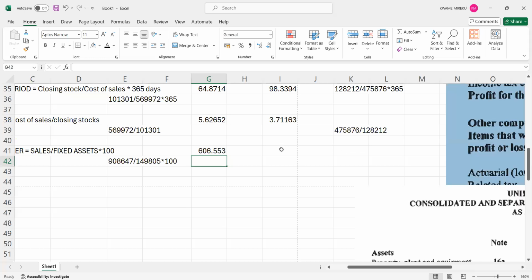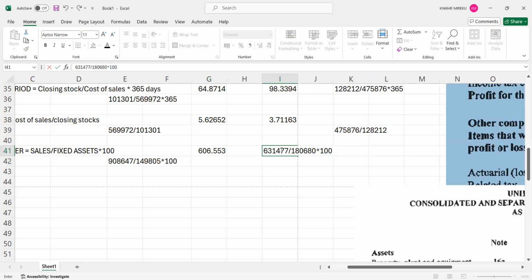Then let's go to 2022. The sales figure was 631,477. And what was the non-current assets in total? 180,680.